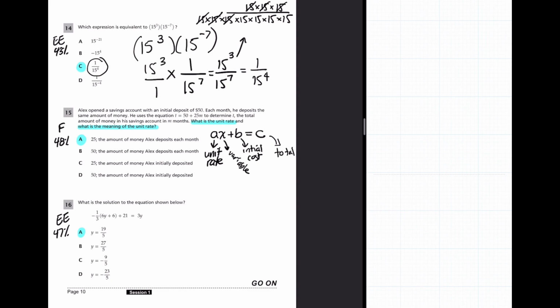So here's the problem. He's opening up a savings account. He has an initial deposit of $50. All right, that sounds like that B, that $50. And then each month he deposits the same amount of money. So every month he deposits some money, and that's why it's written as 25m. And T is the total amount. So what does the 25m mean? Here's my unit rate. So this is how much money he's depositing every month.